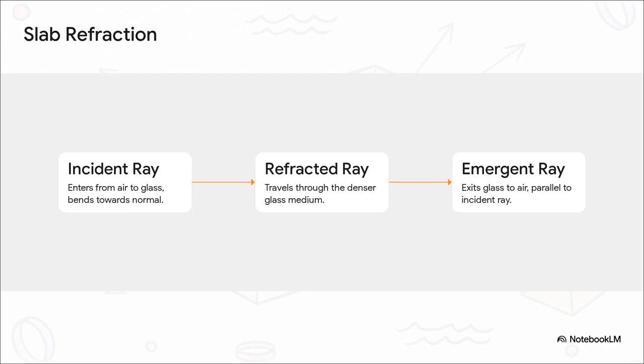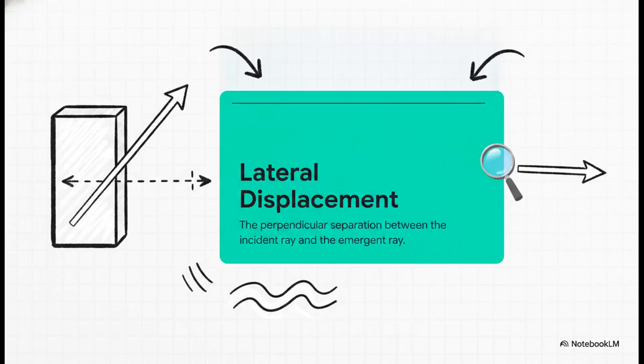Now, because the opposite faces of the glass slab are perfectly parallel, the emergent ray ends up completely parallel to the original incident ray. But if you look closely, you'll notice something. Even though those rays are parallel, they aren't on the exact same line anymore. Because of that double bending at both surfaces, the light physically shifted sideways. That perpendicular separation between the original path of the incident ray and the actual path of the emergent ray is what we definitively call lateral displacement.